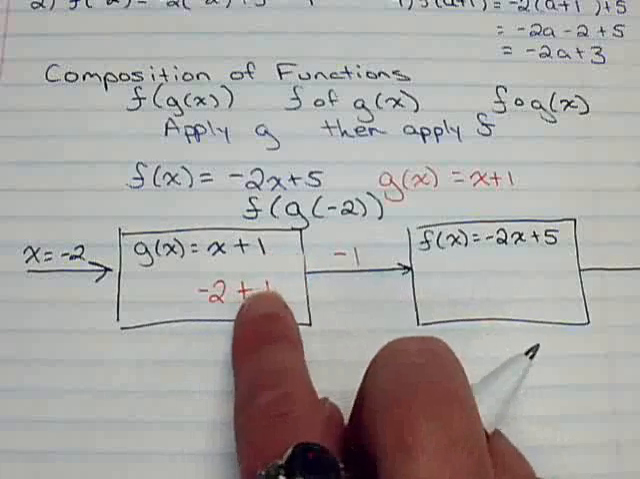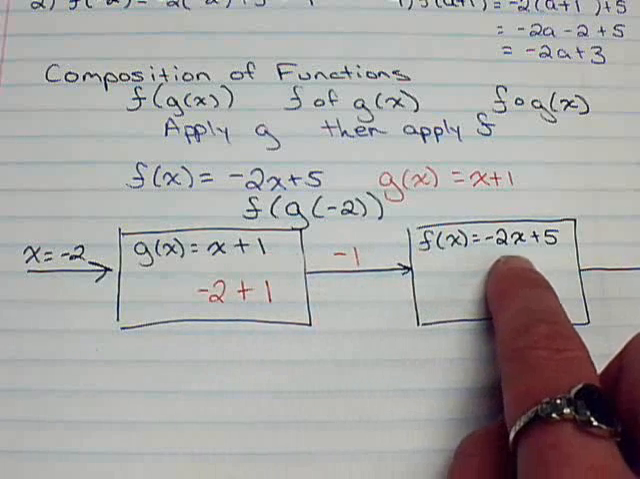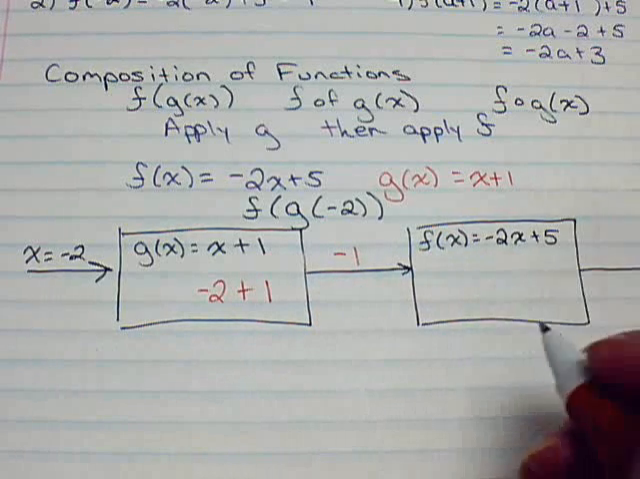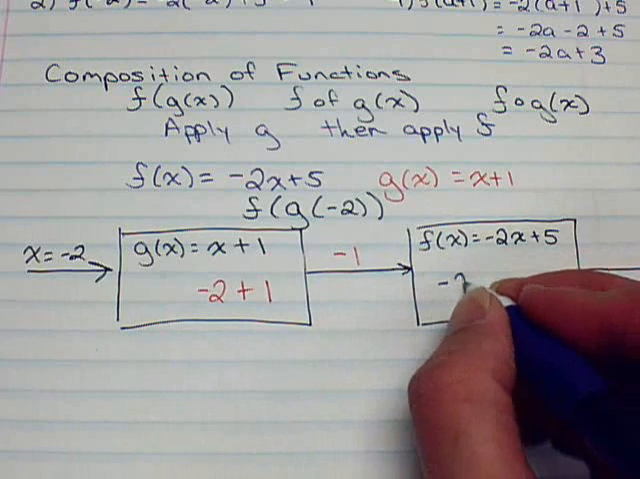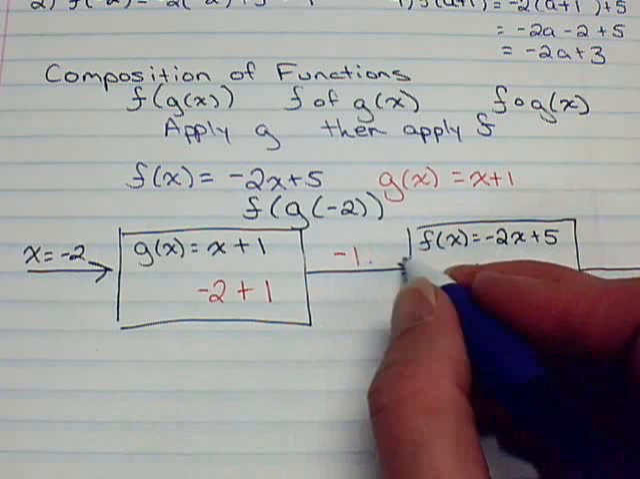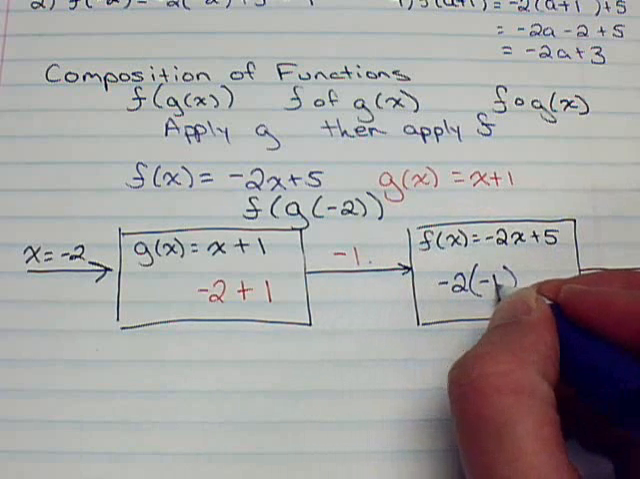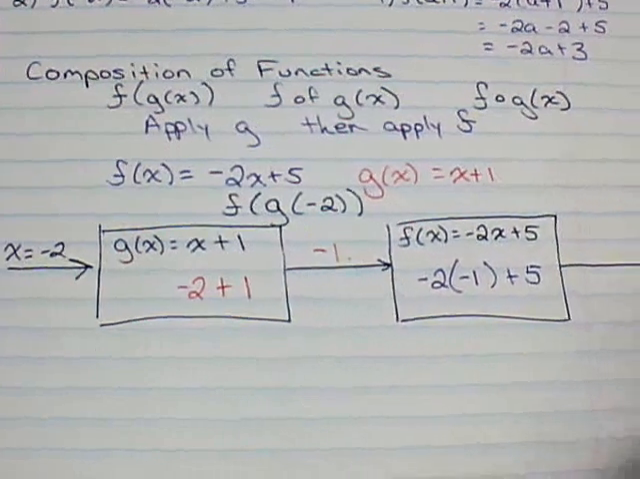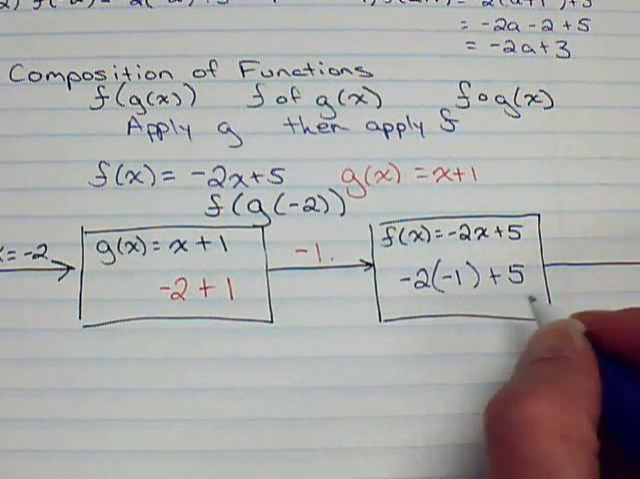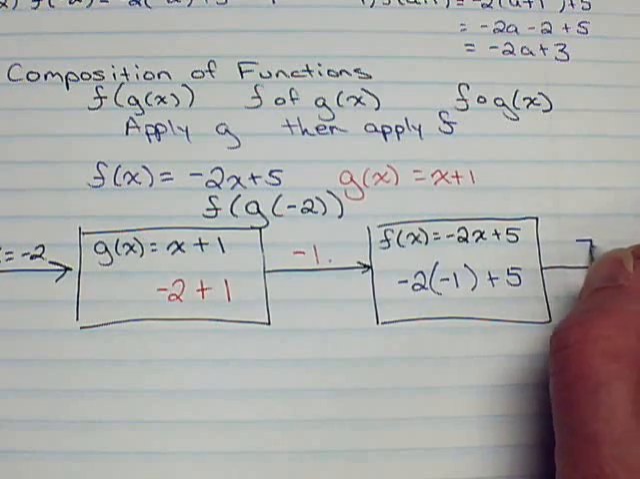Now the output that I just got here becomes the input for the next one. So f's rule says -2 times my input, which is now -1, and then I'm going to add 5 to that. -2 times -1 is 2, plus 5 is 7.